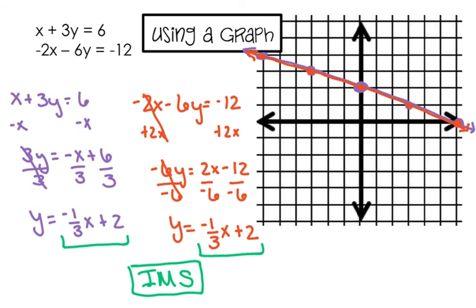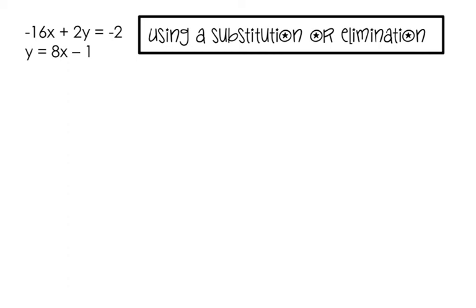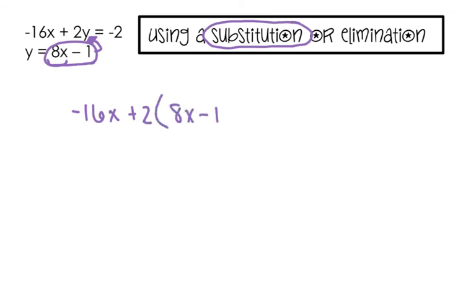Okay, well, let's see what that will look like if we're using our algebraic method. So here I'm going to use substitution, the substitution method, because I have an equation in slope-intercept form. So all of this is going to go in for y. So I'm going to have negative 16x plus 2, and I want to use parentheses to substitute that in there, equals negative 2.